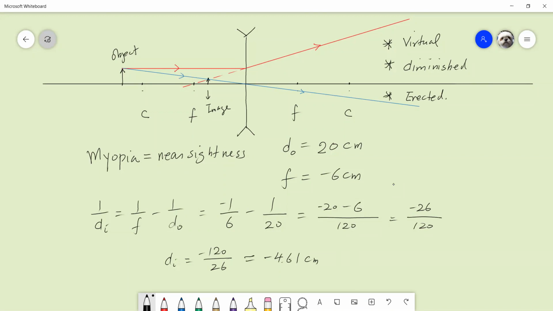Now remember that my focal length is about 6 centimeters right here, negative. So is this minus 4.61? Right? The answer is yes.